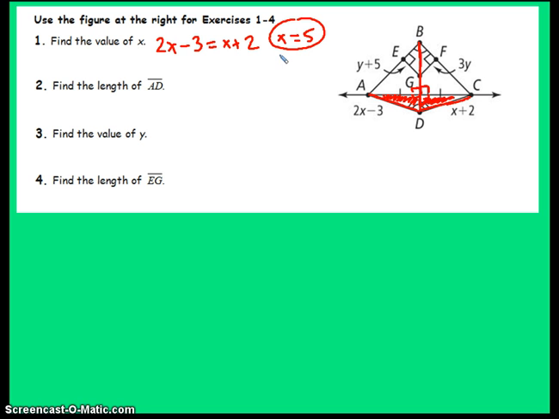So if I find that x is 5, then to find the length of AD, I just have to substitute 5 in for x, and I get the length of AD to be 7.